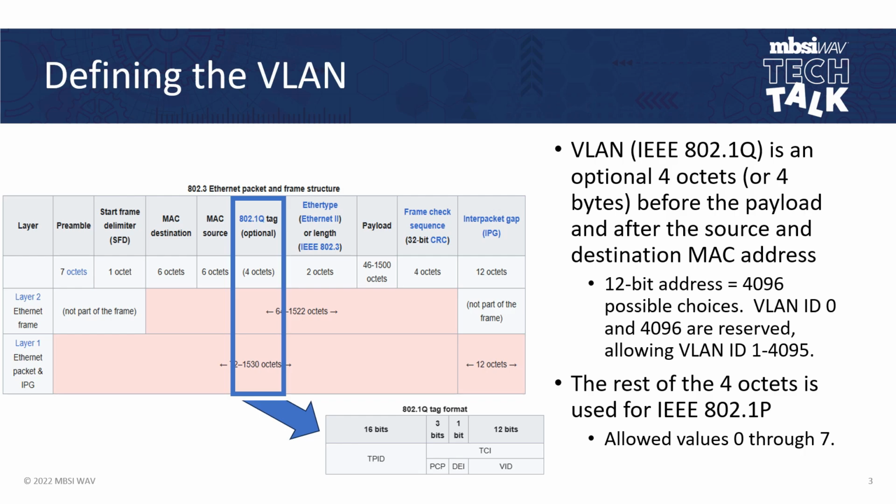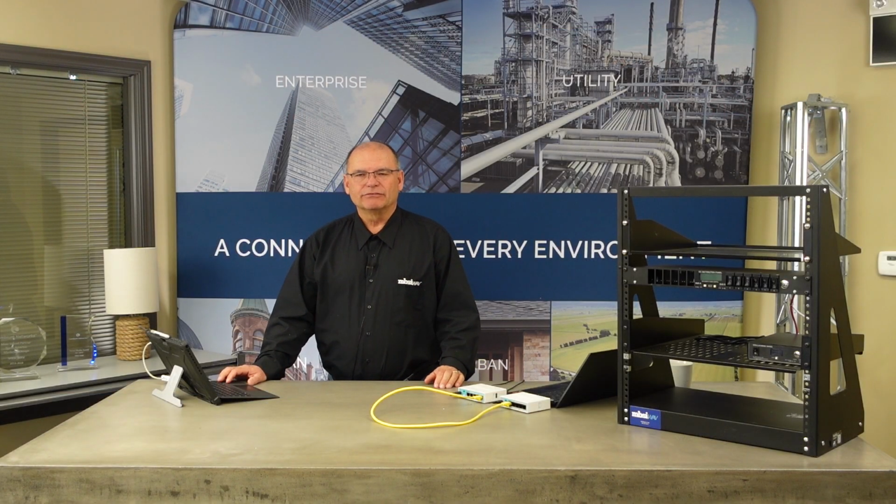So the 12 bits of address give us 4,096 possible choices. VLAN ID 0 and VLAN 4096 are reserved, so therefore our allowed VLANs are VLAN ID 1 to 4095. The rest of the 4 octets are used for the priority, 802.1p, and the allowed values are 0 through 7. So we can put a priority on this frame, and we can put a VLAN tag on this frame. Why would we do that? Why would we put a VLAN tag on the frame?